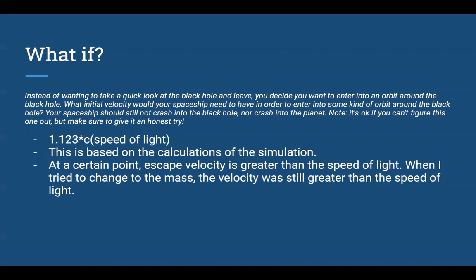At a certain point the escape velocity is greater than the speed of light. When I tried to change the mass, the velocity was still greater than the speed of light. So basically, at any mass it should be greater than the speed of light if you want to orbit the black hole. Thank you so much for your time.